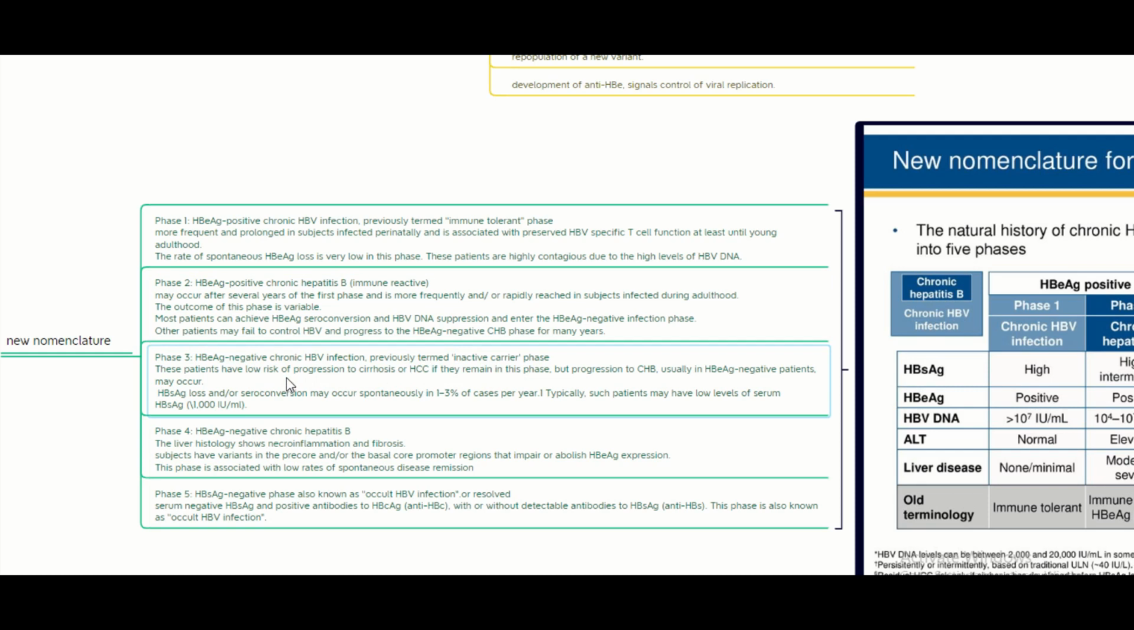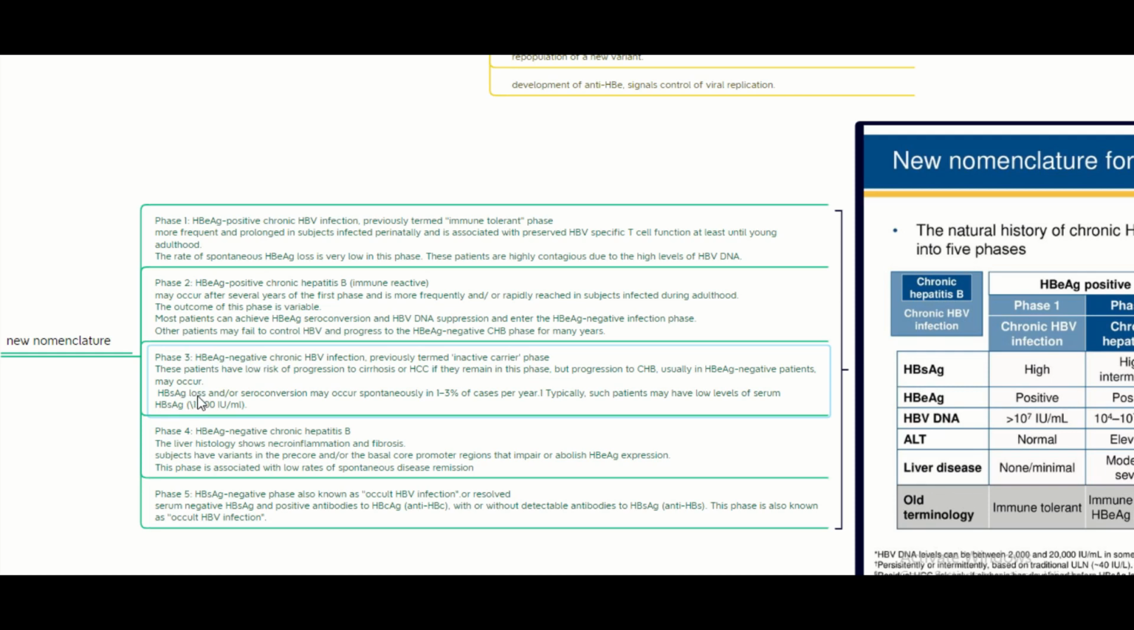Phase 3 is the HBe negative chronic infection, which is the inactive carrier phase. This is the phase that these two phases must go into. These people have low risk of progression to cirrhosis and hepatocellular carcinoma. And they can stay in it for a long time if they keep taking the antiviral drugs long term. And usually it's lifelong.